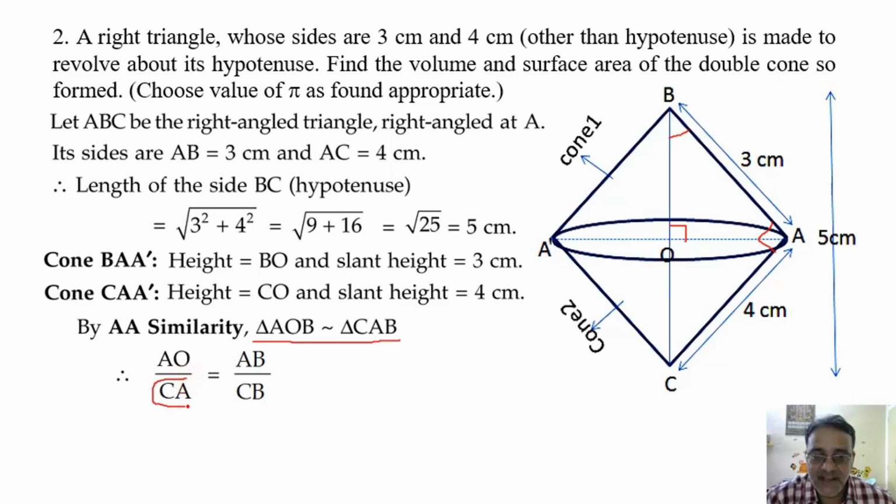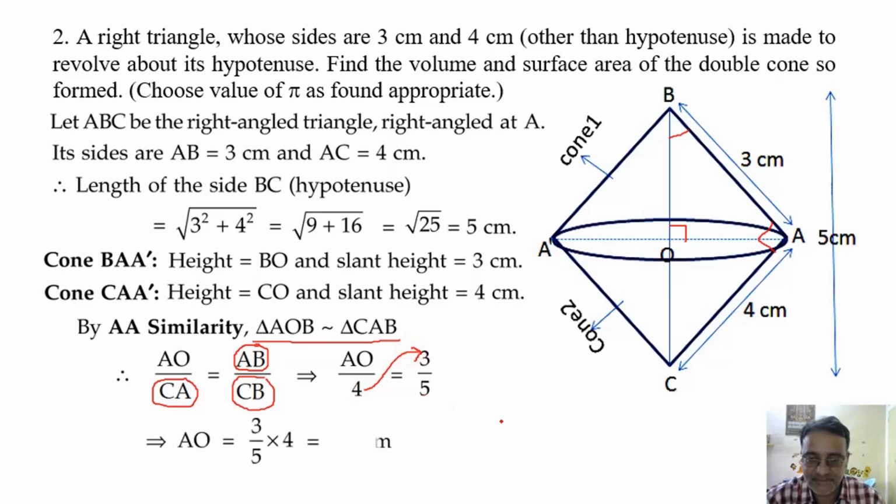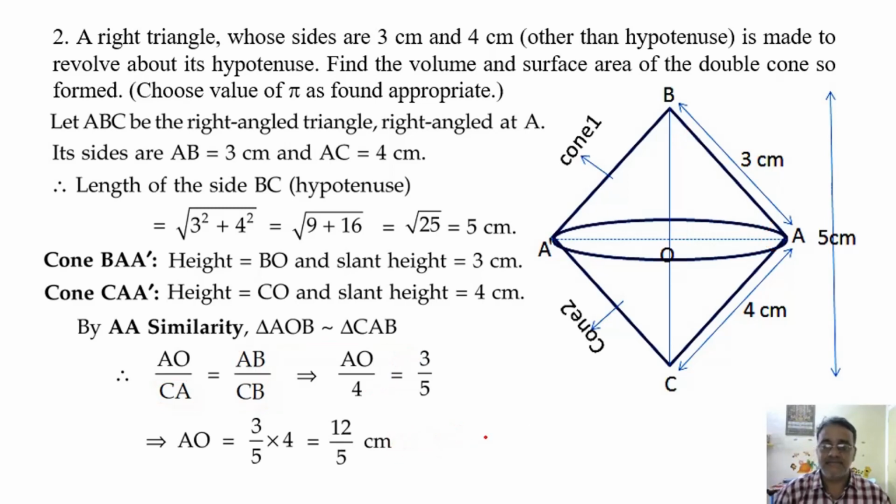Out of this we already have three values: AC is 4, AB is 3 and CB is 5. So we'll substitute all the values. Now the value of AO will be 12 upon 5 centimeter. So this is the radius. Any doubt? No, sir. Now see, to find the radius we have three methods. This is one method, the second is the area of triangle method, and the third is using Pythagoras theorem. Out of those three, I feel this is the easy one.